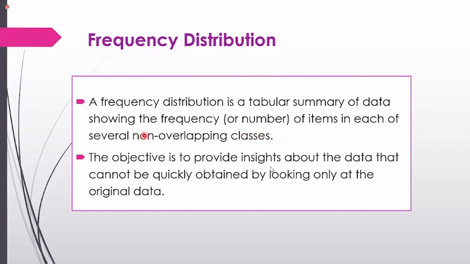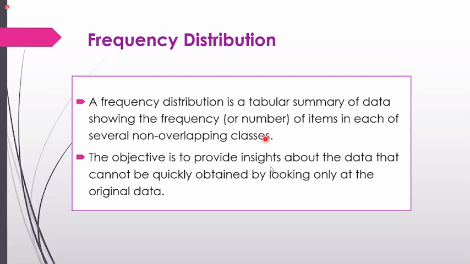So the frequency table or frequency distribution is a table which summarizes the data and shows the frequency of the items in each of several non-overlapping classes. Right? So frequency means how many times each and every class, each category, occurred. How many times the particular category occurred, right? The number of items in each of several non-overlapping classes.